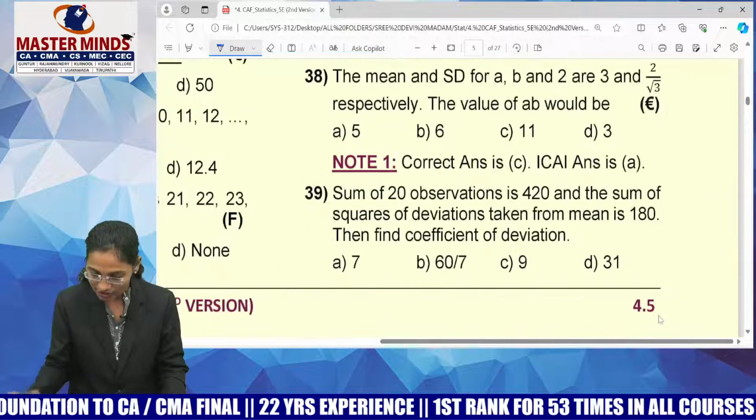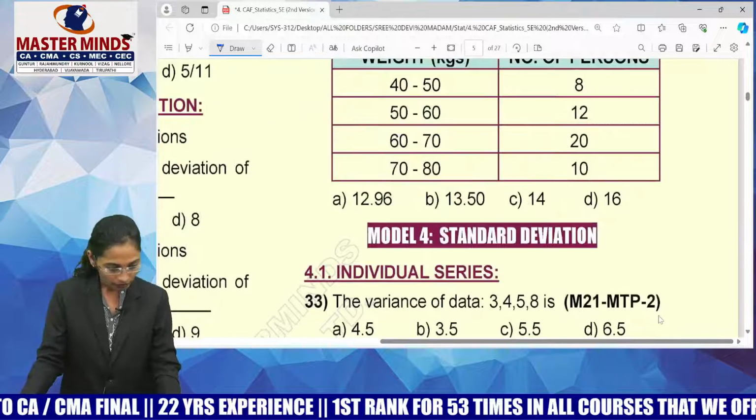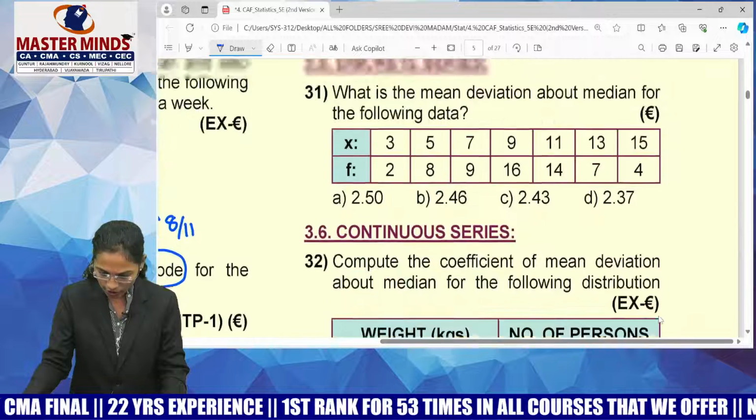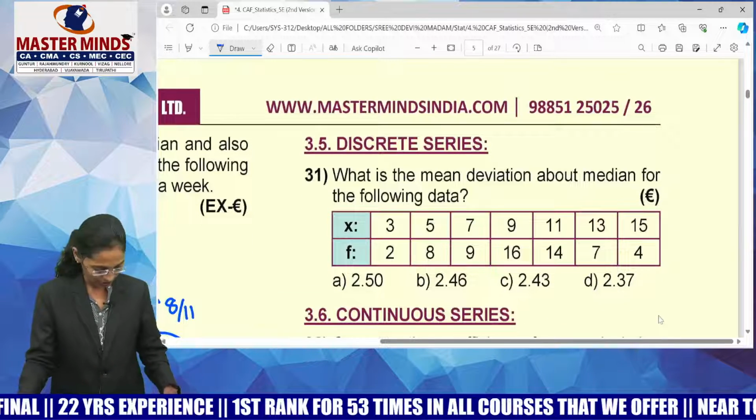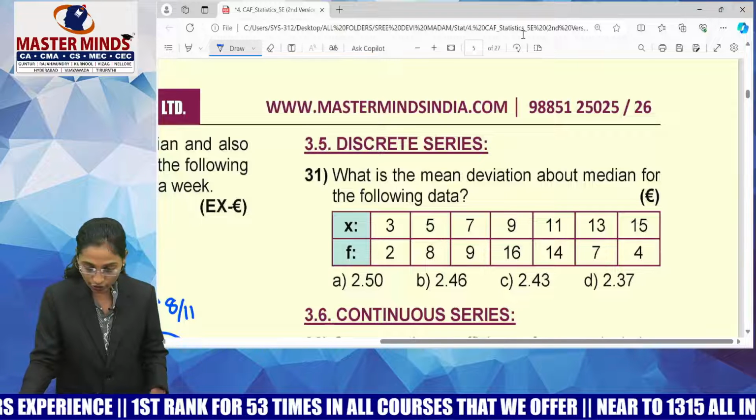Now let's have a look at the next MCQ, which is MCQ number 34. Sorry guys, that's all about mean deviation related questions. Now let us get into the theory concept that is related to mean deviation.